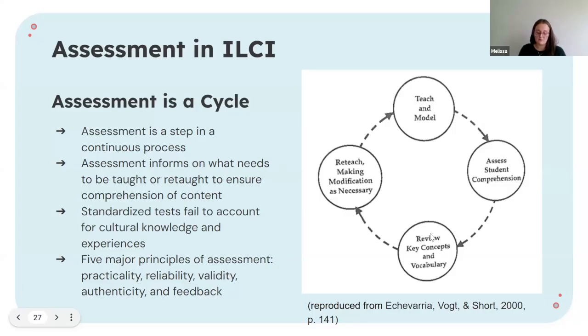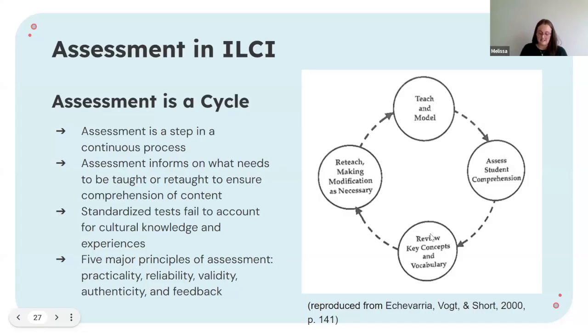There are 5 major principles of language assessment: practicality, reliability, validity, authenticity, and feedback. When providing an assessment for a language learner, one should ask, first, is it reasonable within financial, time, scoring, and test administration restraints? Is this assessment practical? Next, is the assessment consistent and dependable? Is it a reliable assessment?